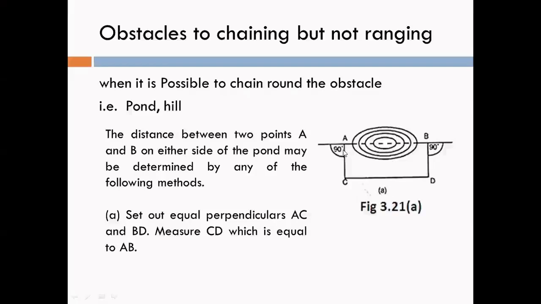See in figure, from point A and B, draw perpendicular line AC and BD and select the point C and D on the ground. Join C and D and measure the length of line CD. You can see in figure the length of line AB is equal to length of line CD. So CD is equal to AB.